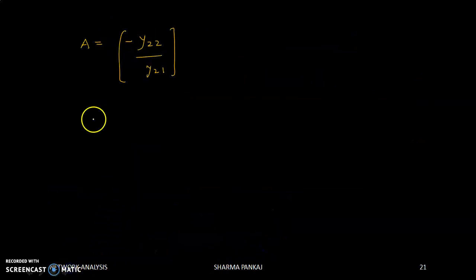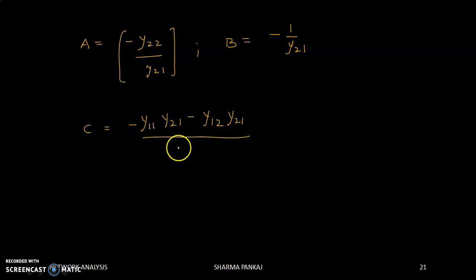So write it separately. We have B is equal to minus 1 upon Y21, C is equal to minus (Y11 Y22 minus Y12 Y21) upon Y21, and D is equal to minus Y11 upon Y21. So this is all about your ABCD parameter.